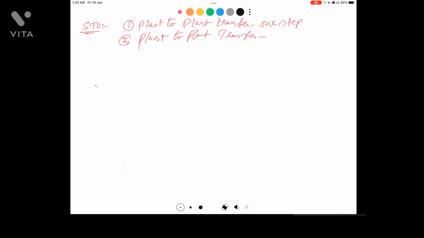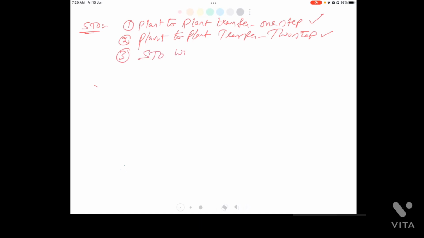The next process is one more plan to plan transfer, a two-step procedure. Here we are doing first in the supply plan and next in the receiving plan. So receiving at the receiving plan and supplying at the supply plan. And the third is STO with MM route.